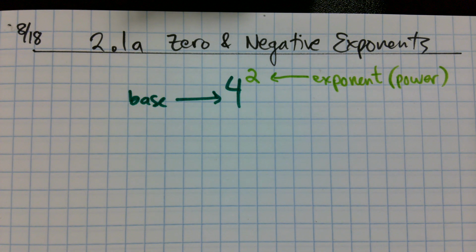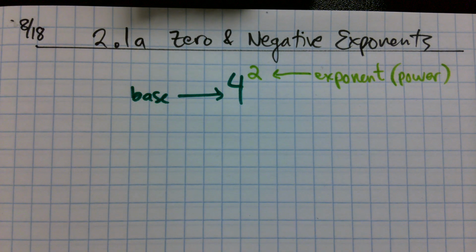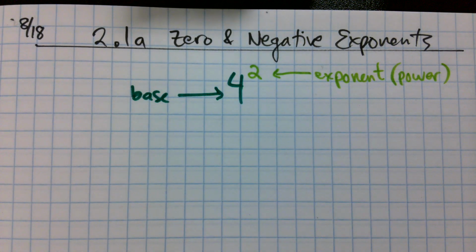We really want to make sure we know what that 4 is called, because once we move through to 2.1 B, C, and D, we're going to be talking about bases a lot. So know that the base is the big number, B, base, big, and then our exponent is, of course, that little tiny number on the top.